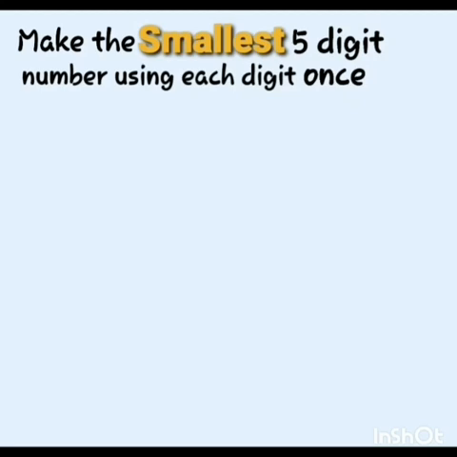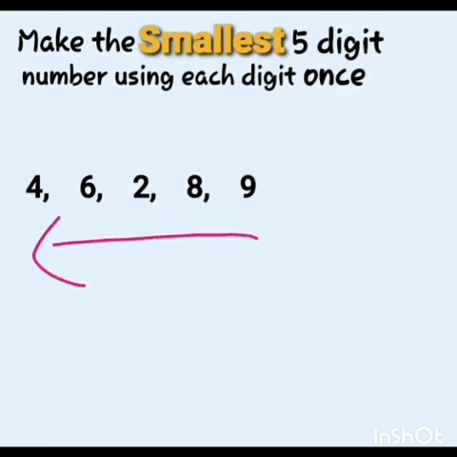Now, make the smallest 5-digit number using each digit once. How can we do that? To find the smallest number, we arrange the digits in ascending order. That is, starting from the smallest, we move on to the largest digit. So, which is the smallest digit here? You can see, students, 2. So, I start with 2, right? Then the next digit is 4. So, I write here 4.